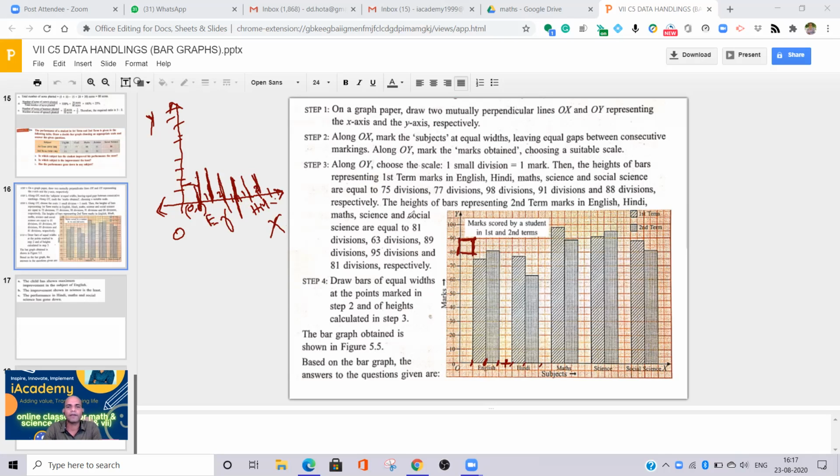Right? Okay. Then along Y, choose scale 1 small division is equal to 1 mark. What has it done? 1 small division is equal to 1 mark. Or you can also write 1 centimeter is equal to 10 marks. You can write like this. This is also right. 1 centimeter equal to 10 marks. You can write. Or you can say 1 small division is equal to 1 mark. Both are correct. Then heights of bar representing first term exam marks, social science equal to 75 to 90 respectively.